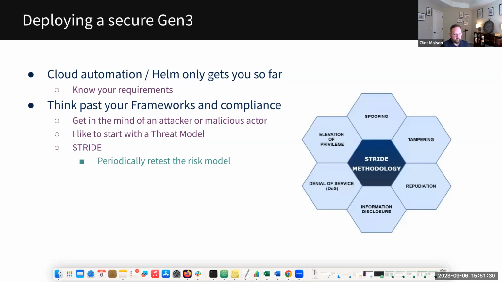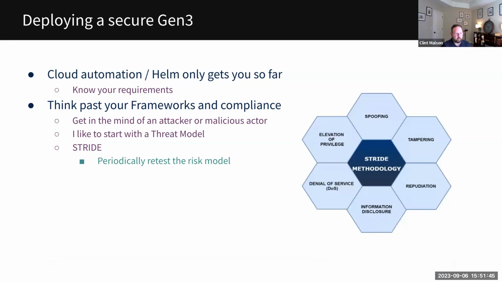I typically start with a threat model. Get in the mind of that attacker, that malicious actor, who theoretically is going to come after your Gen3 environment. And start thinking about, how do I prevent that? How do I securely design the environment to ensure that that can't happen? How am I going to prevent the elevation of privileges? How am I going to bring that load balancer and that WAF and boundary controls to make sure that spoofing and tampering and denial of service aren't going to happen?